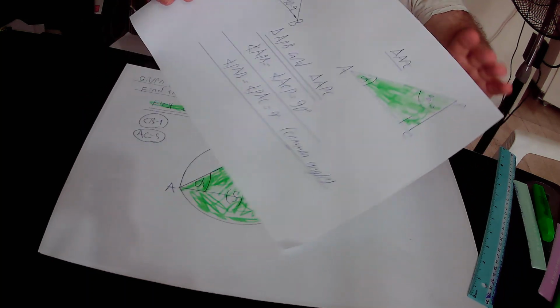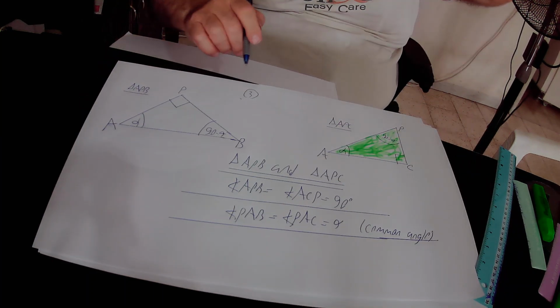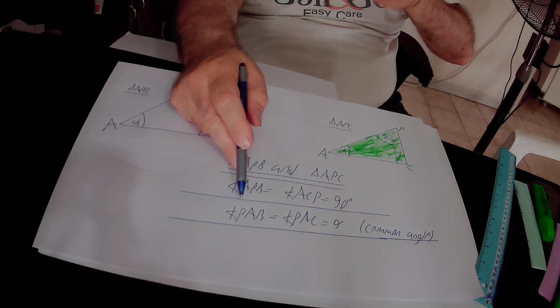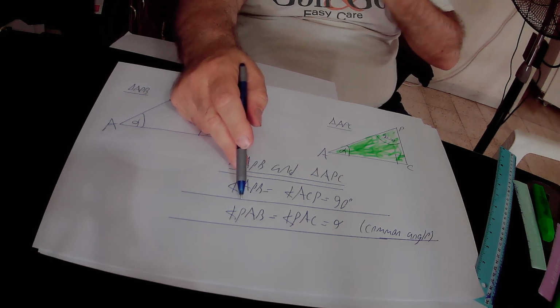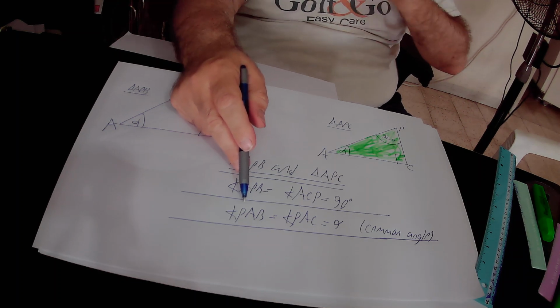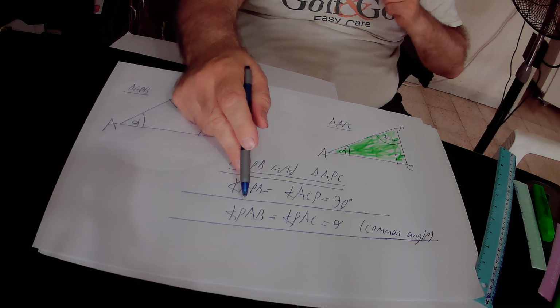Repeat again. This equation means that angle alpha equals itself. We just call angle alpha by two different names. Angle alpha equals itself as a common angle that belongs to both triangles.